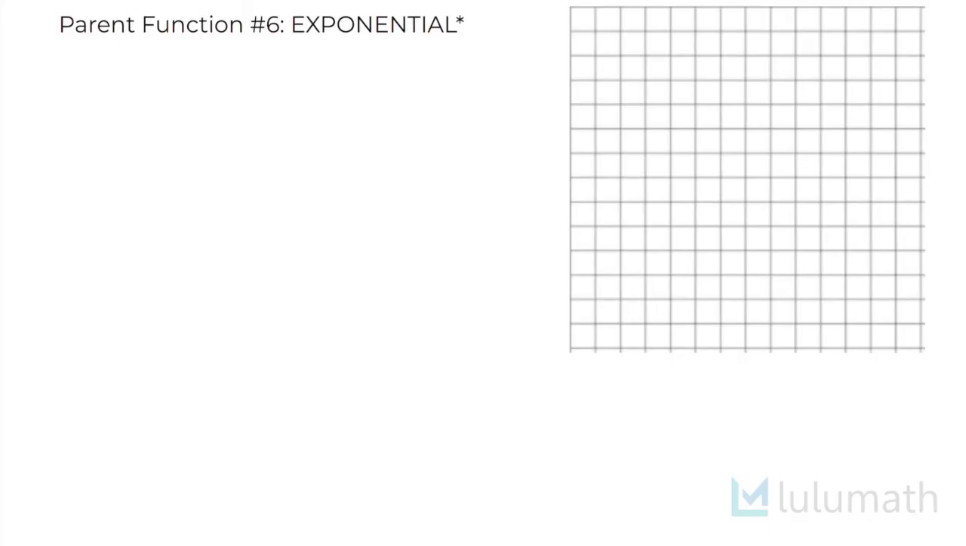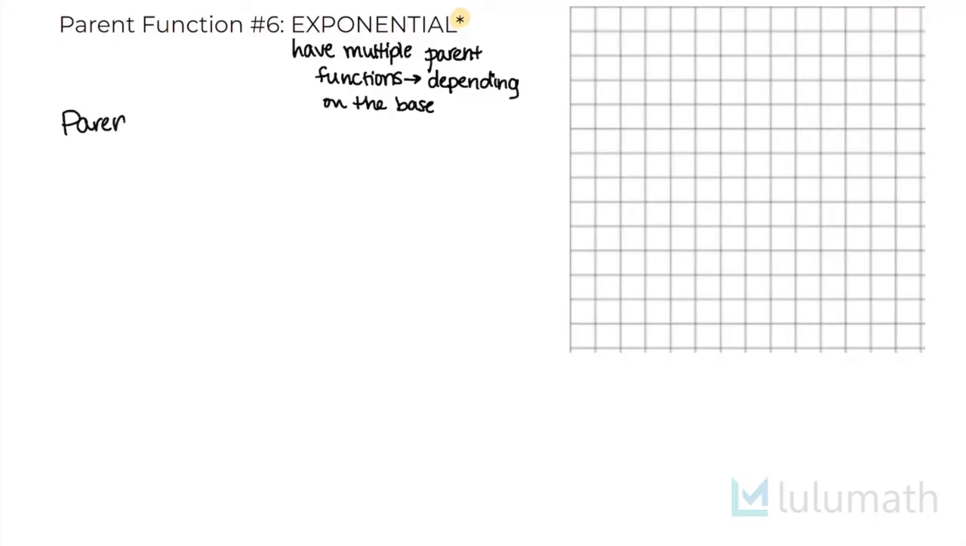Now our last parent function is an exponential function, and this has an asterisk on it because exponential functions actually have multiple parent functions. It just depends on what the base is. So the parent function for our exponential is going to be f of x equals b to the power of x, where b can be any base. So for the purposes of this video, we're going to use 2 as our base. So we'll try 2 to the power of x.